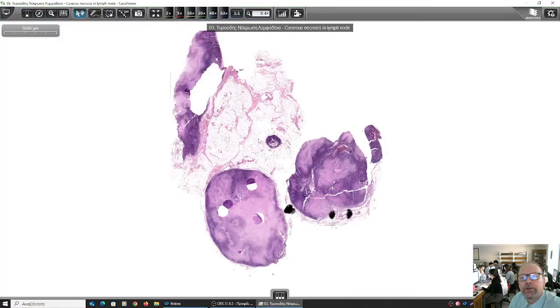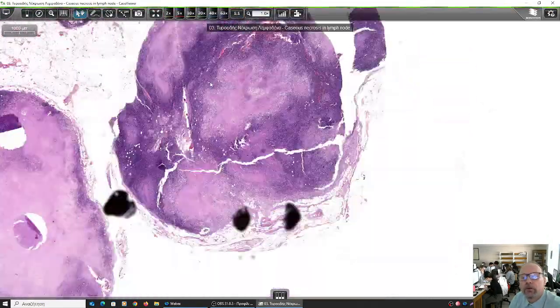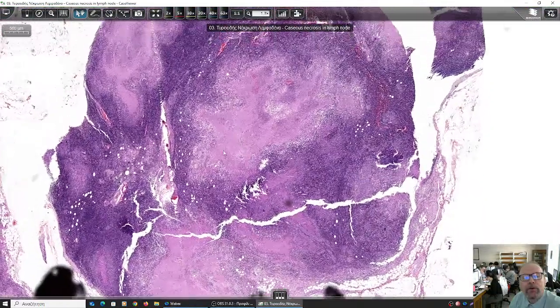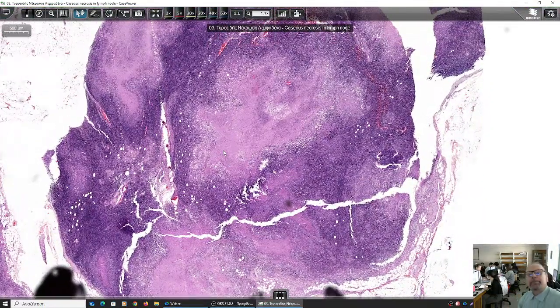Here we have a lymph node. So, what do you think? Which is the normal lymph node tissue, and what is the abnormal? So, what do lymphocytes look like? They are dark cells. Why? Because they do not have enough cytoplasm. So, what you see here that is dark, some sort of purple, is the normal lymph node.